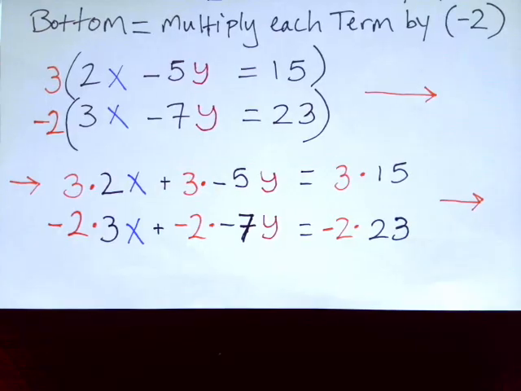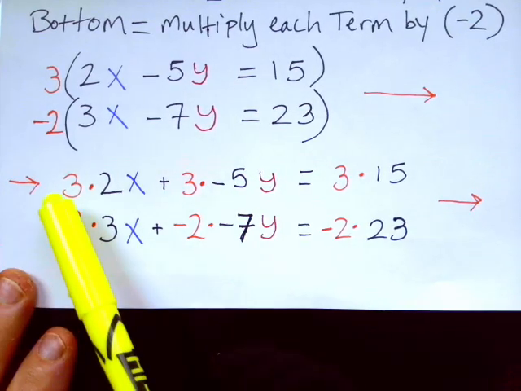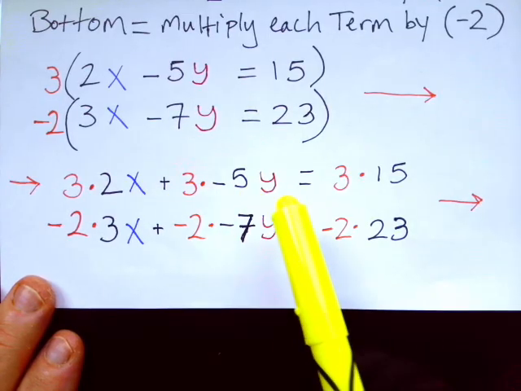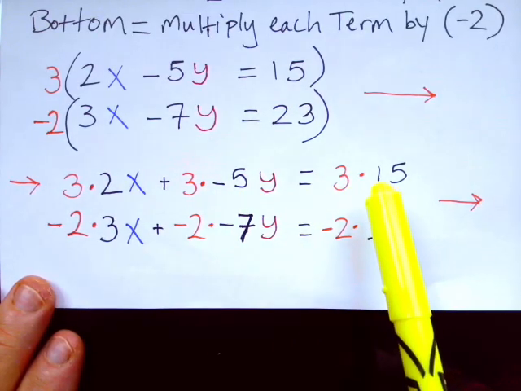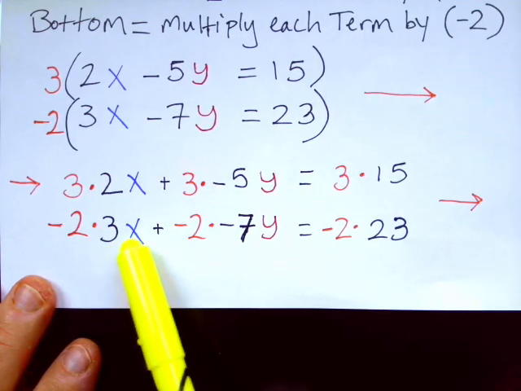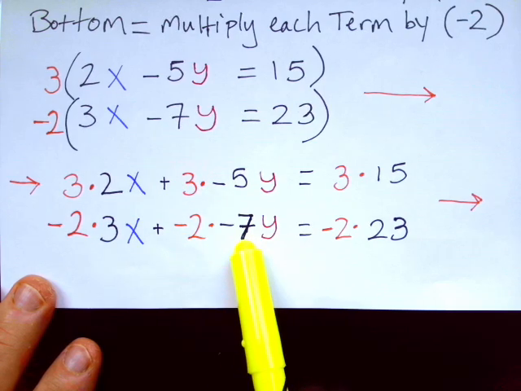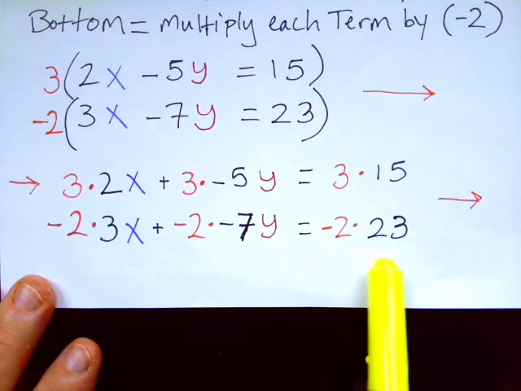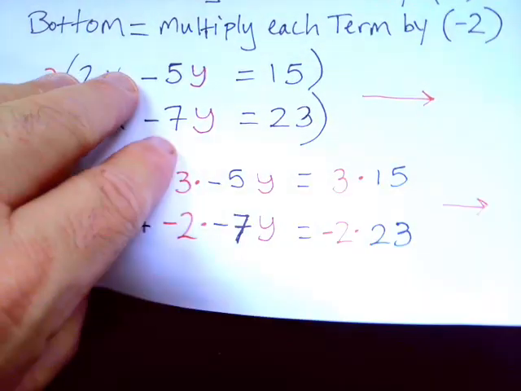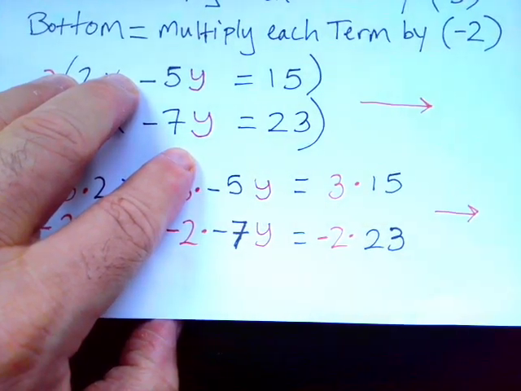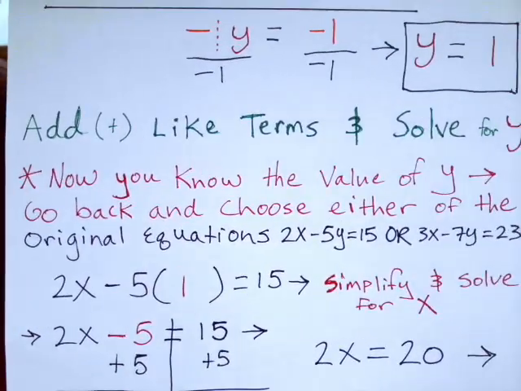So on the next page, I'm going to show you what is 3 times 2 is 6, plus 3 times negative 5 is negative 15, equals 3 times 15 is 45. Negative 2 times 3 is negative 6x, plus negative 2 times a negative 7 is a positive 14y, equals negative 2 times 23 is negative 46.